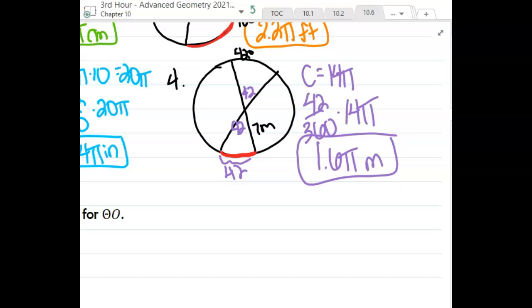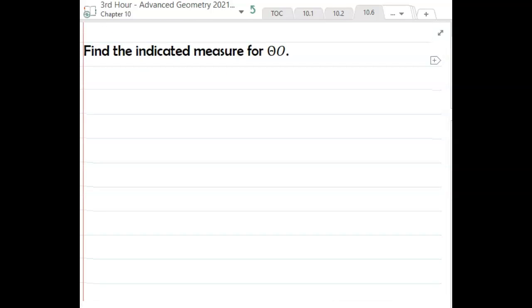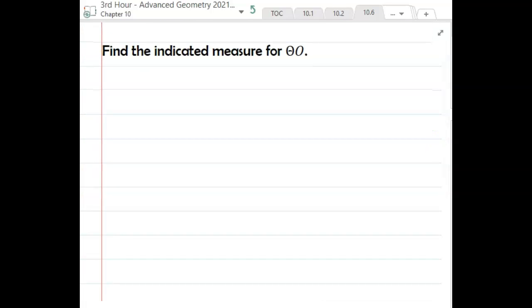So that's the main focus of what's new today. You guys have questions on those ones? Okay, the last few examples are going to be more along the lines of what we did yesterday. So looking for missing angle measures or arc measures.